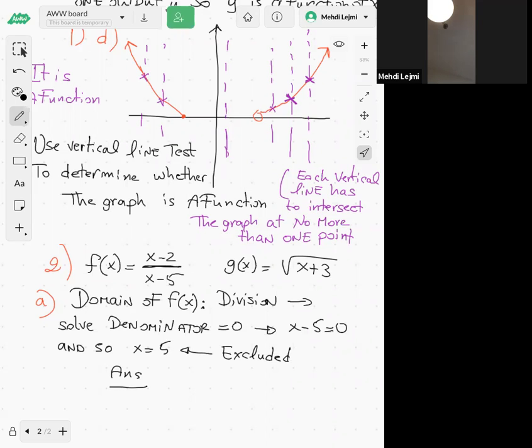So you have your number line. And what we are saying is that x could be any real number except 5. So it's going to be negative infinity to 5 excluded, union 5 excluded to positive infinity.